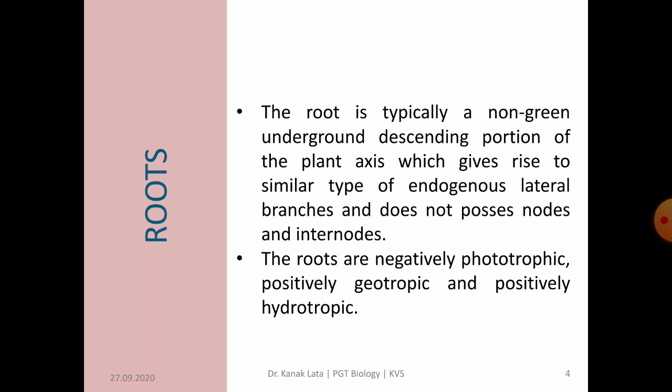Now let us see about roots. Roots are non-green, underground, descending portion of the plant axis that gives rise to lateral branches called root hair. Roots and root hairs do not possess nodes and internodes. Roots are positively geotropic because they go towards the gravity, towards the earth. It is negatively phototropic because roots always move against the light.